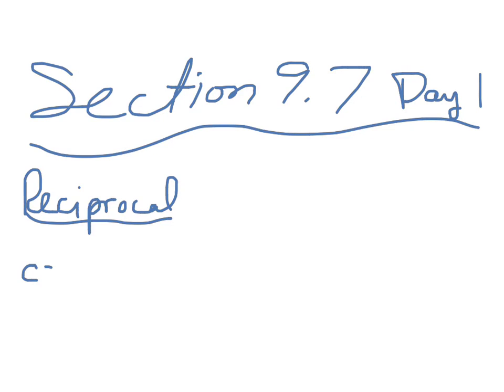Here's the trig identities that we have. The first type of trig identity that we have are called reciprocal identities. The first one is cosecant is the same as 1 over the sine, which you guys already knew. I just didn't write it like that.